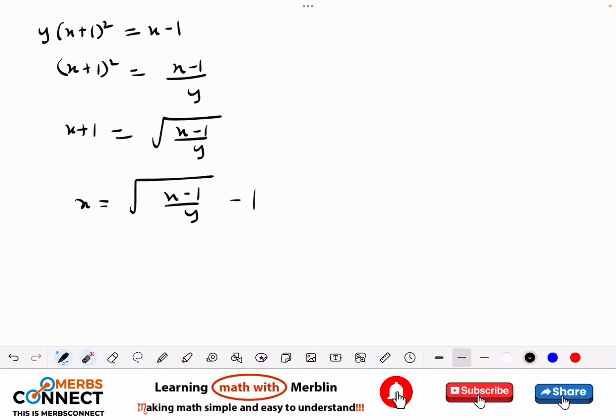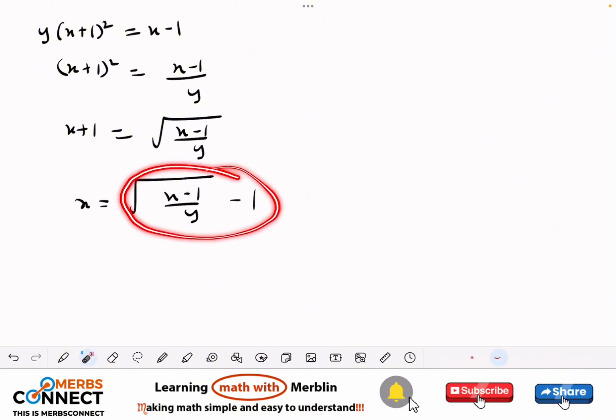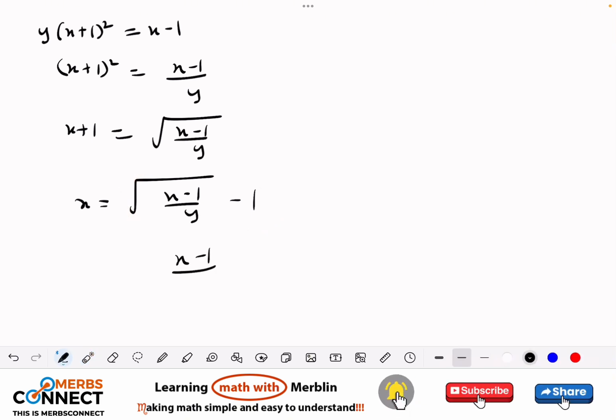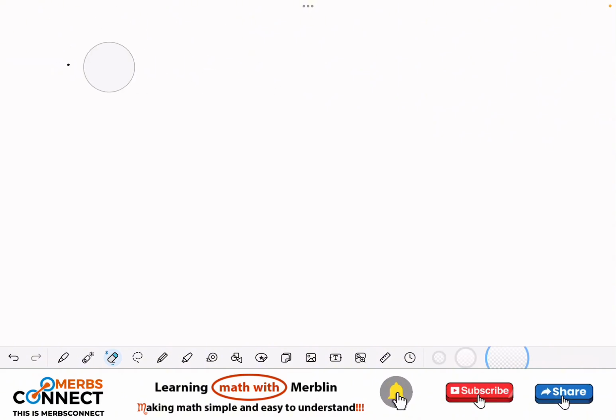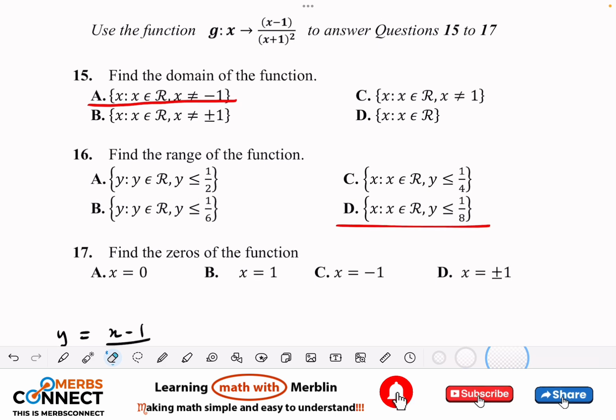So you can also use this one to find the domain, right? So the domain means that here I need to pick x minus 1 divided by y, and this should be strictly greater than or equal to 0 because it's under the root. Then you just try to play around with this function right here to see if you can get something out of it, right? Good. So now what I can do is just move to the next question.